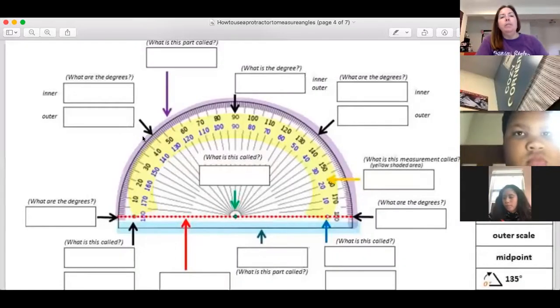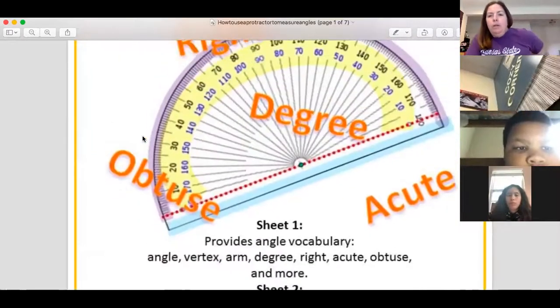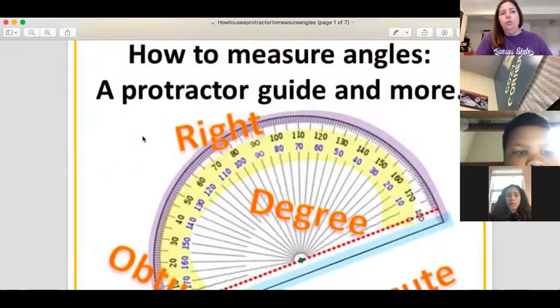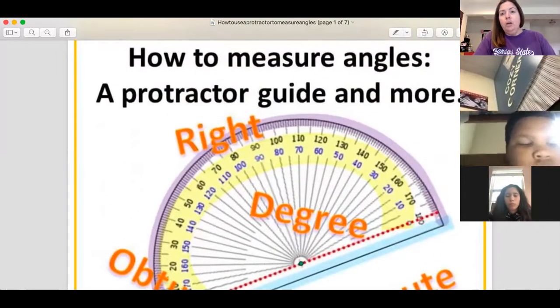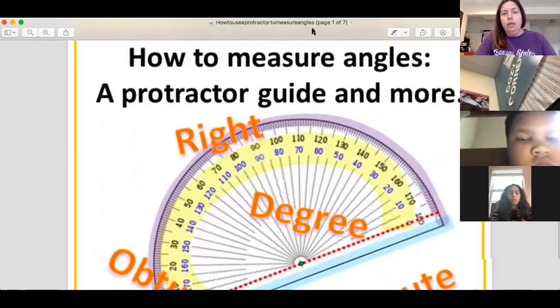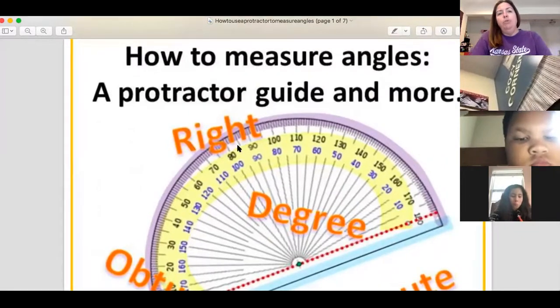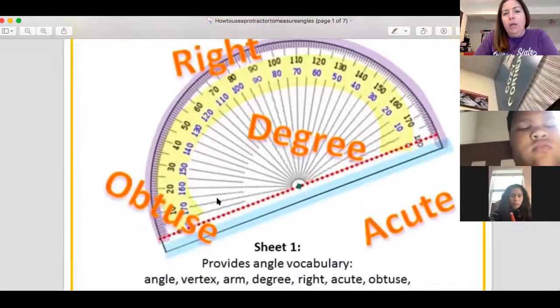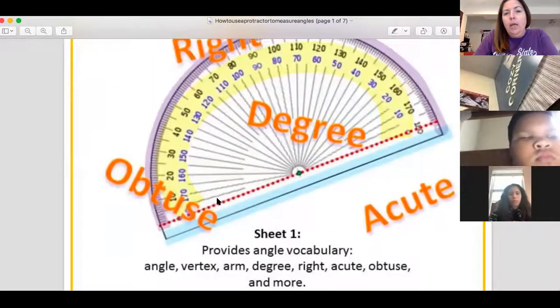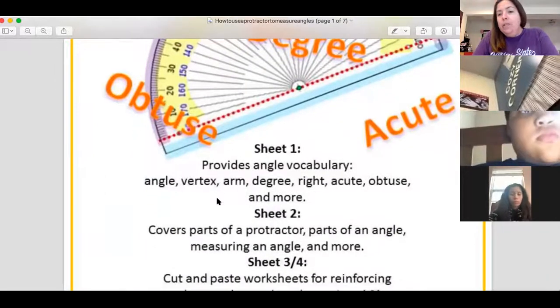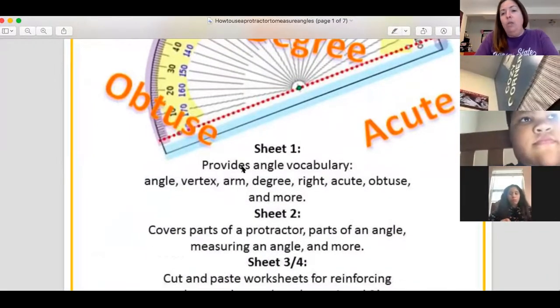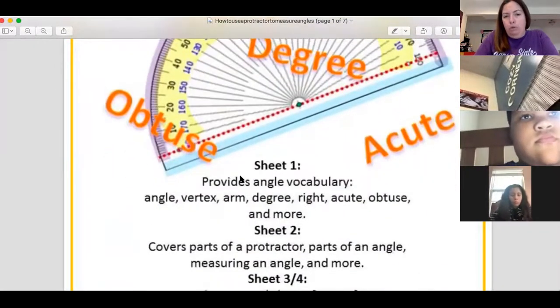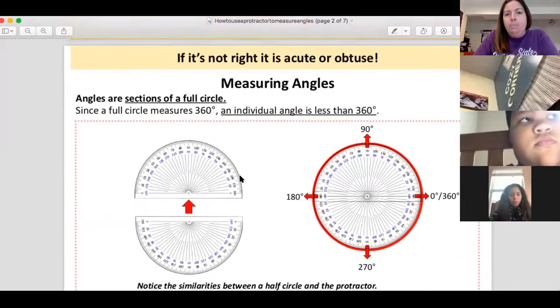All right. So we've been talking about tools that we use to measure, right? Yardsticks, rulers, tape measures, and protractors are what we use to measure angles, okay? So we're going to go through these quickly, and then I want to get to practicing with using a protractor, okay?